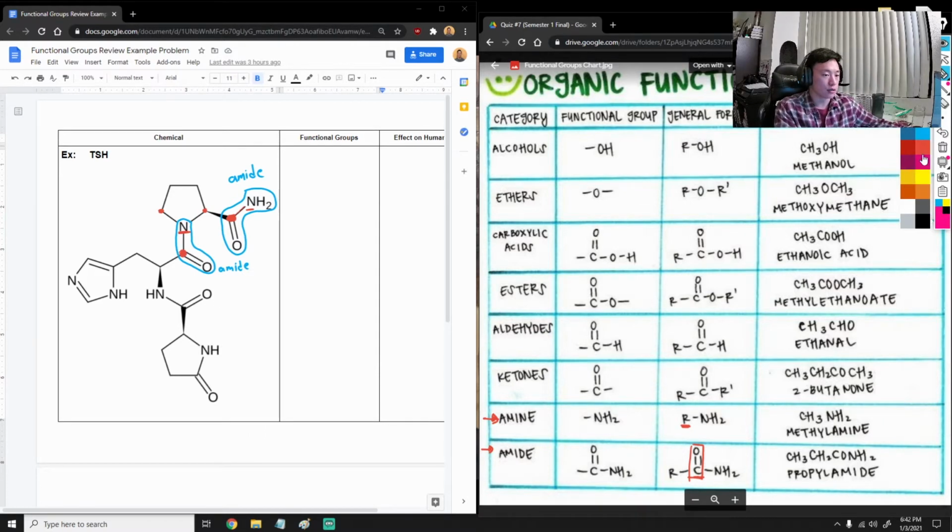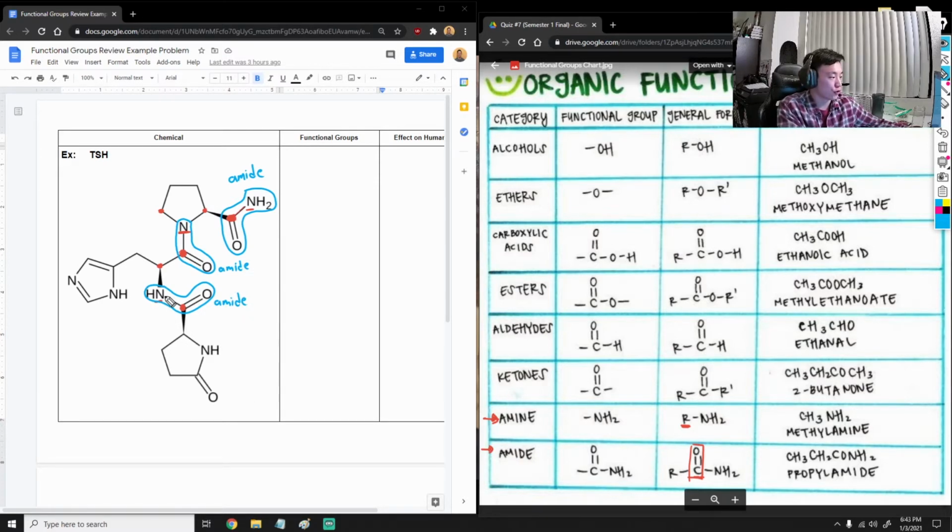Moving on, we have another nitrogen right here. Let's look at this one. This nitrogen as well is connected to a carbon on the top and a carbon to the bottom right. And the bottom right carbon is double bonded to an oxygen. So that means that this nitrogen is also going to be part of an amide. So we have an amide right here.